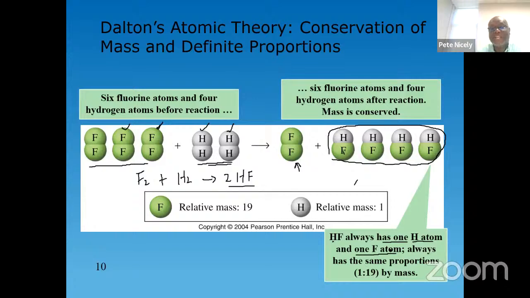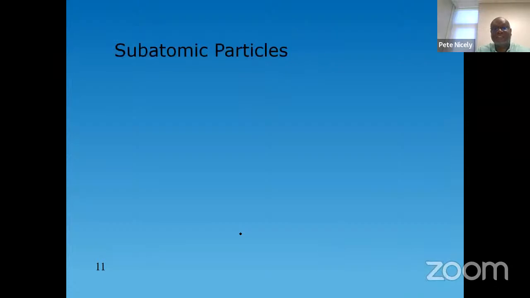So therefore, if you look at the percentage by mass of each element in the hydrogen fluoride molecule, it's going to be 1-to-19. If you look at it in terms of the ratio, 1 gram of hydrogen for every 19 grams of fluorine, all right? So that basically is a simple demonstration of the conservation of mass and the definite proportions law.